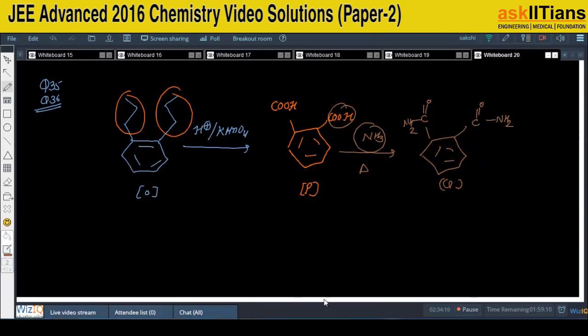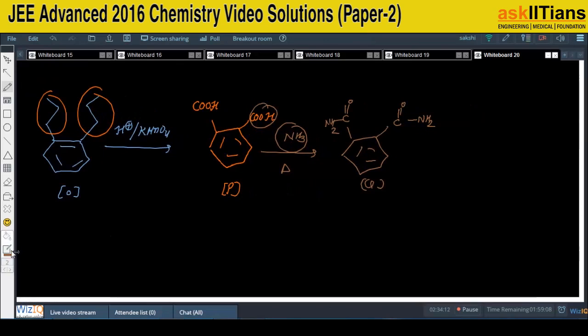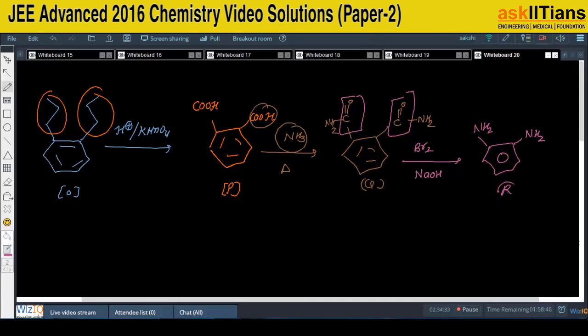Now to compound number Q, it has been given that you start adding bromine in the presence of NaOH. Now again you can say this is elimination of C double bond O. So you will be getting only one NH2 here and another NH2 here. This is compound number R. I think the first question, question number 35, asked what compound R is. As you can see in the options, this is option number A.